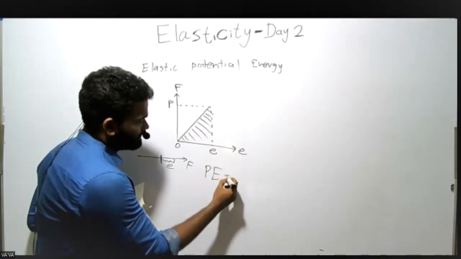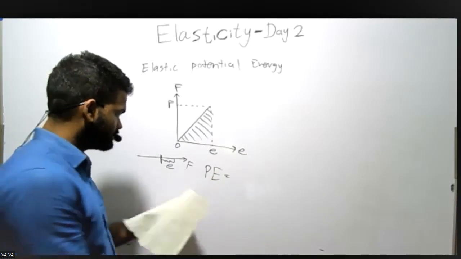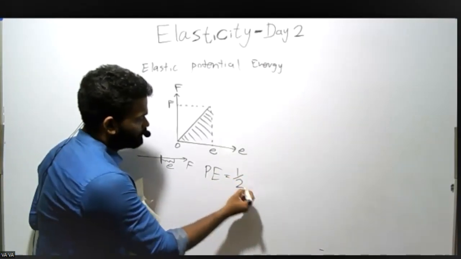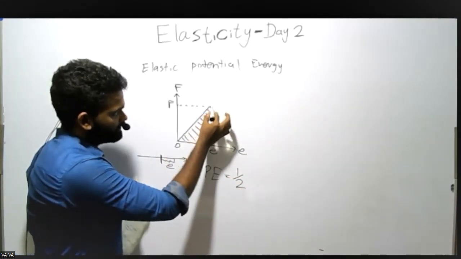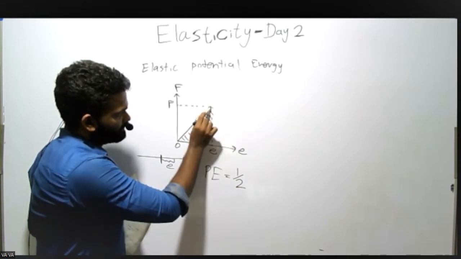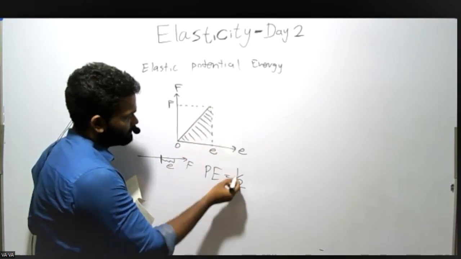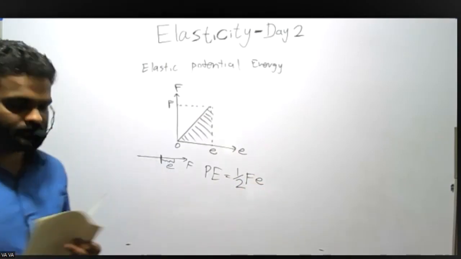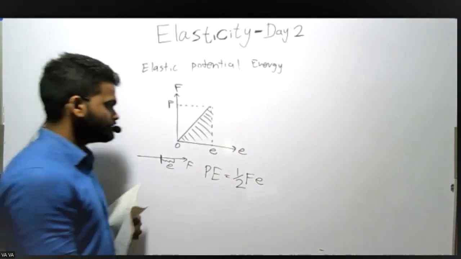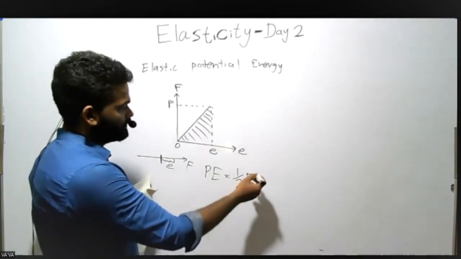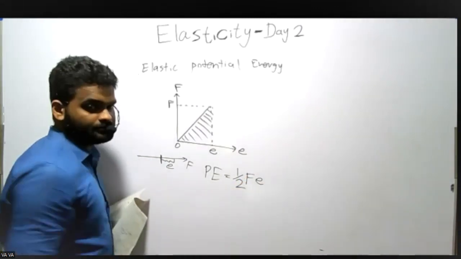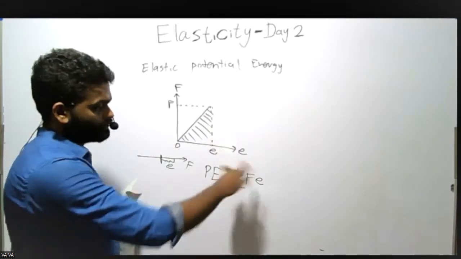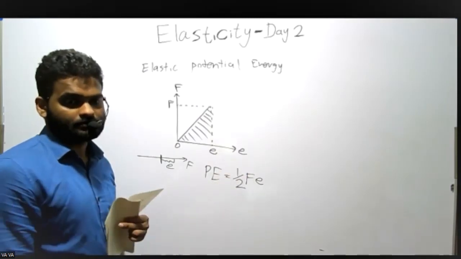So below that, P is equal to what? This is a triangle, right? This side length F, this side E, so 1 over 2 F times E. That's the area of that triangle. Take it down. This is how we find the potential energy stored in a wire or a rod.